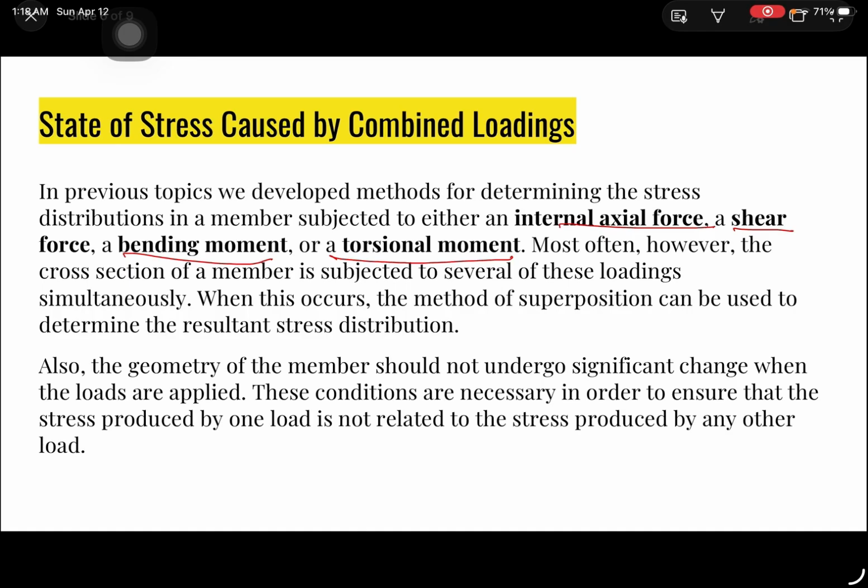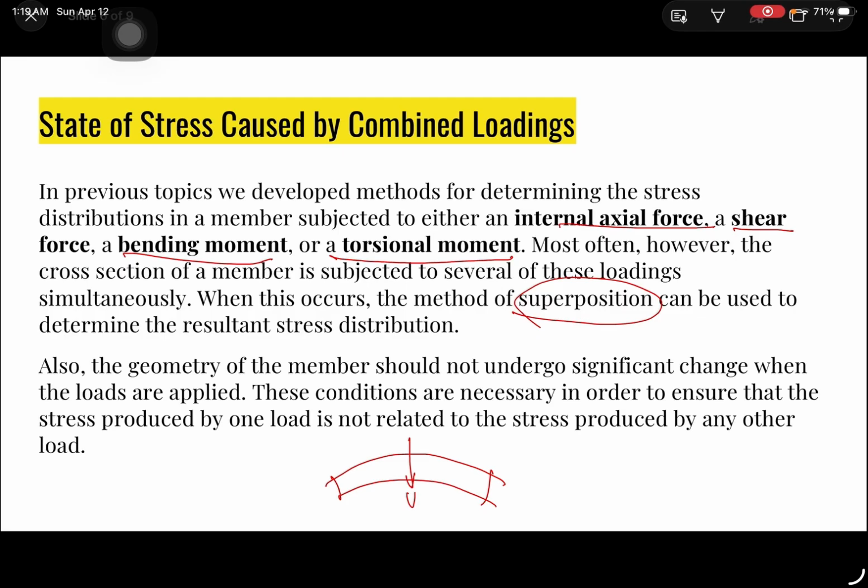So, example, a beam can experience bending and shearing. A shaft can experience torsion and axial load. Then, to solve this, we use the principle of superposition. So, this means we compute the stress caused by each load separately, then add them together to get the total or resultant stress. In simple terms, class, iniisa-isa natin bago pagsamahin.